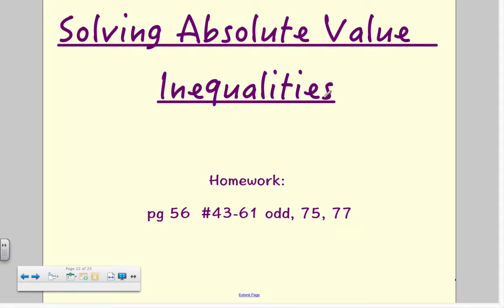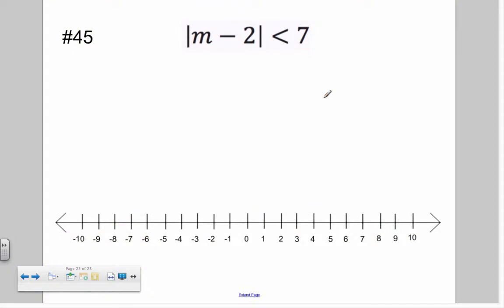Okay, so we've already done absolute value equations, and now we're going to talk about absolute value inequalities. This is from your homework, page 56, number 43 through 61, odd, and then 75 and 77. I'm going to start with number 45.